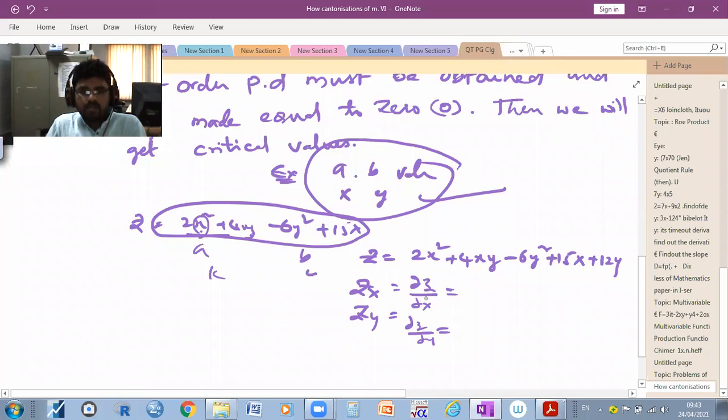See, whatever we did last day, how can we find the first order? This is dou z by dou x, right? So like that, we need to get the values. So here, 4x plus 4y, 15. Then we need to find dou z by dou y. So here, 4x minus 12y plus 12.